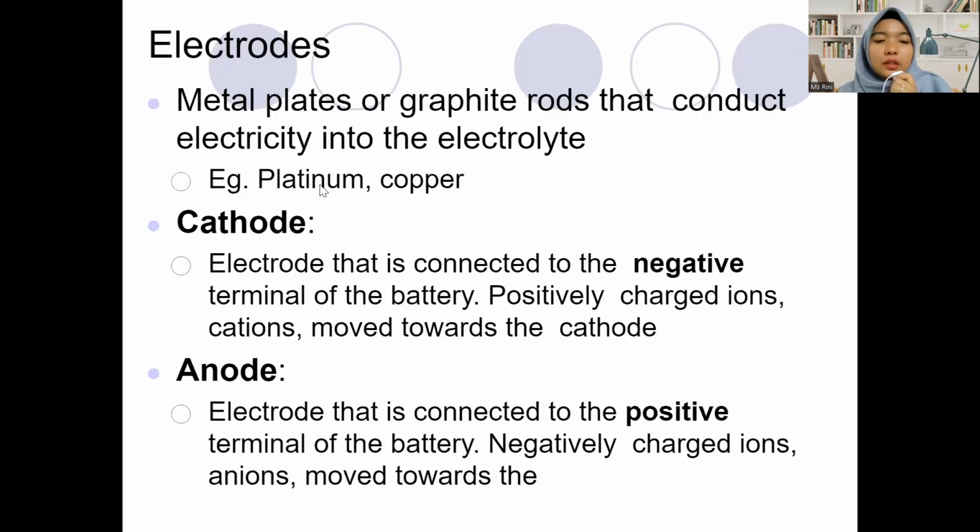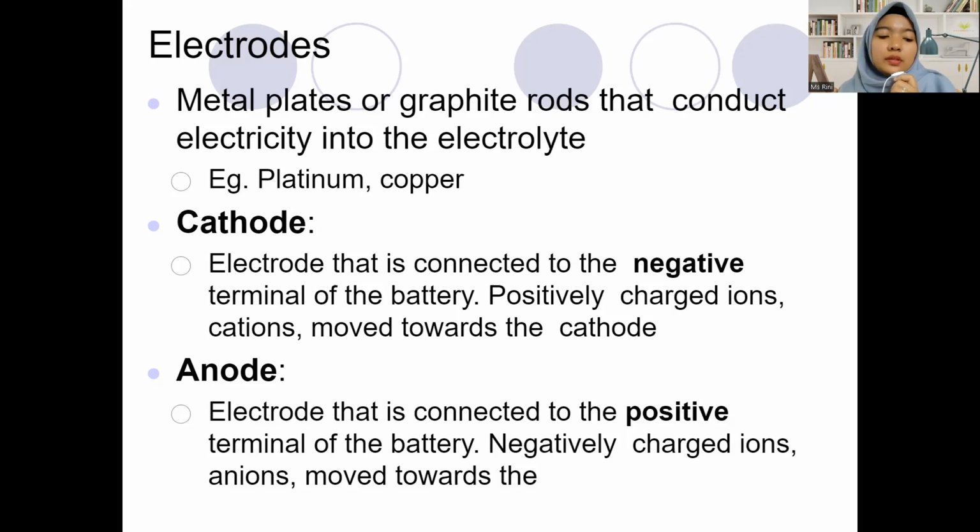And then in electrodes, we have two types. The first one is the cathode. The cathode is the electrode that is connected to the negative terminal of the battery. And we have another one, which is the anode. The anode is the electrode that is connected to the positive terminal of the battery. For the types of ion, the cathode will attract the positively charged ions, and the anode will attract the negatively charged ions.